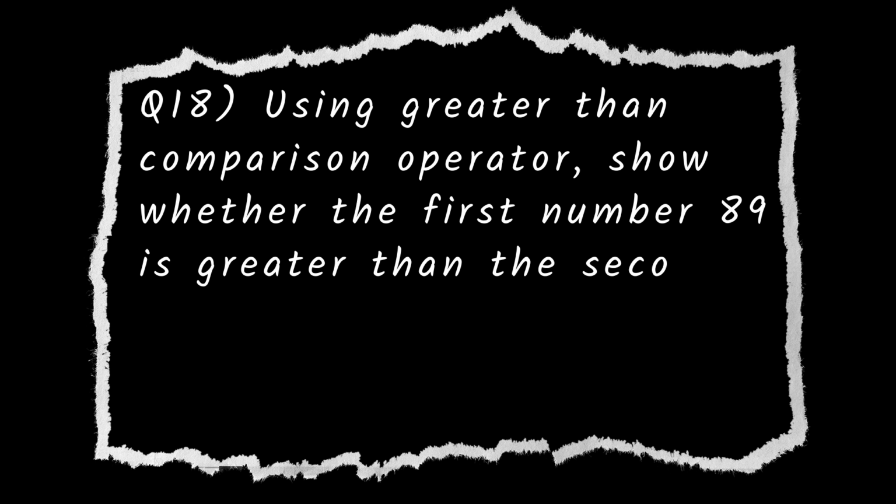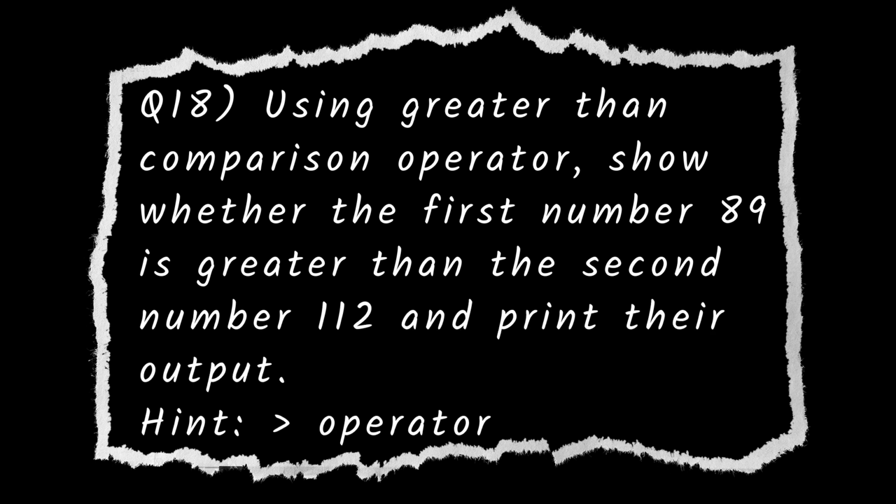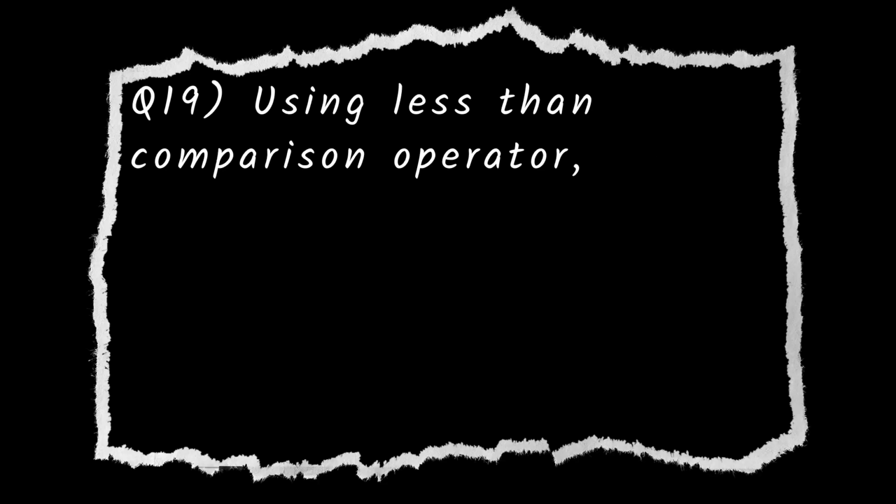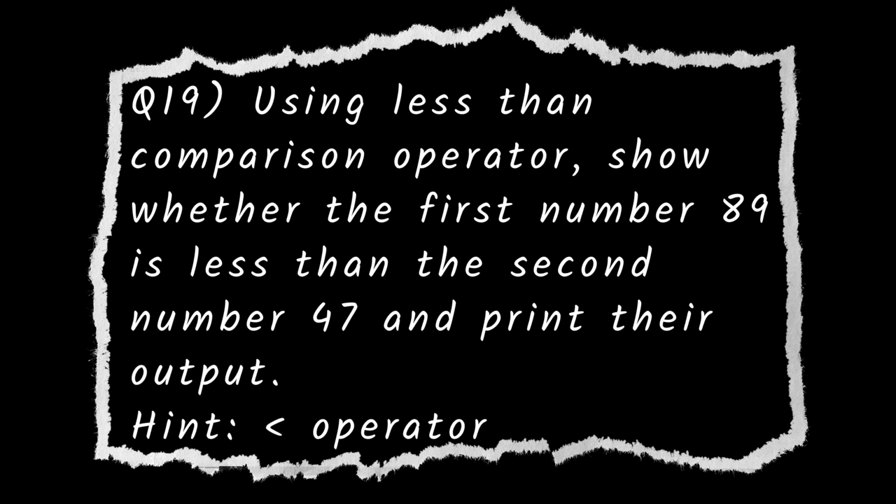The next question is, using greater than comparison operator, see whether the first number 89 is greater than the second number 112 and print their output. Here is the hint, greater than operator. The next question is, using less than comparison operator, see whether the first number 89 is less than the second number 47 and print their output. Here is the hint, less than operator.